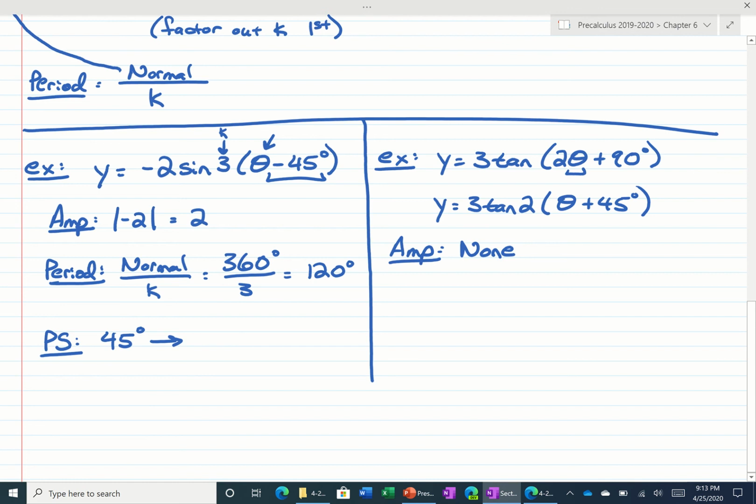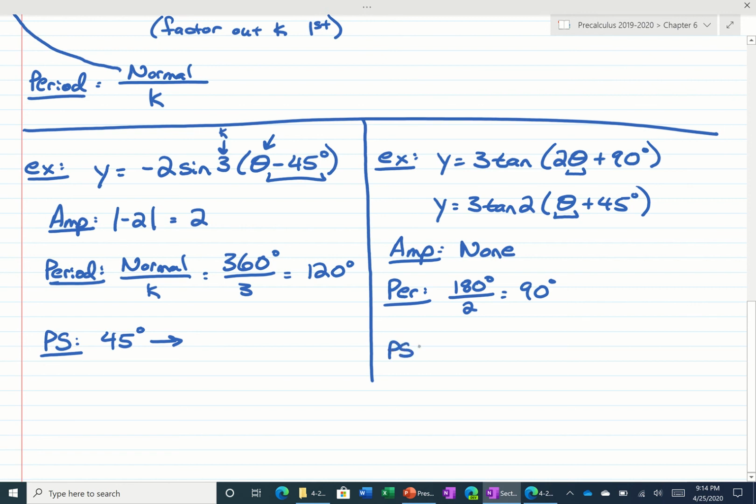It's a trick question. You can guarantee I'm going to be using that one a lot to see if you're paying attention. The only graphs with amplitude are sine and cosine. If it's not sine or cosine, there's no amplitude. The period, now that theta is by itself, is the normal period of tangent divided by 2, which is 90 degrees. It's a little shorter, kind of like me, but that's how you would figure it out.